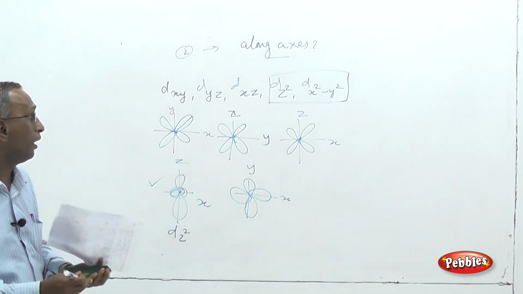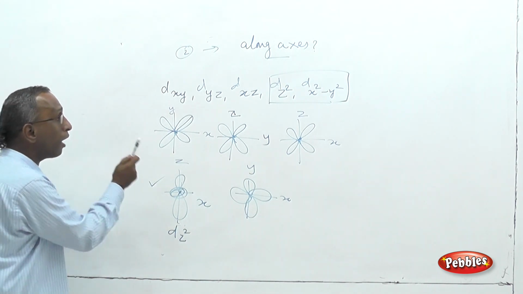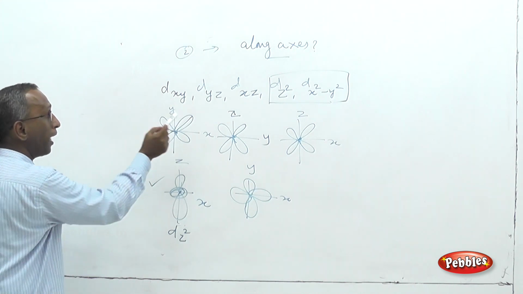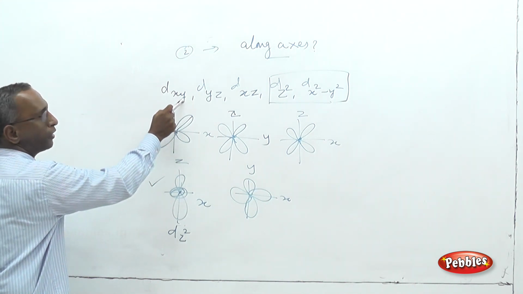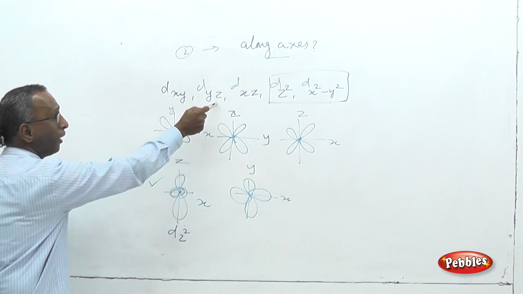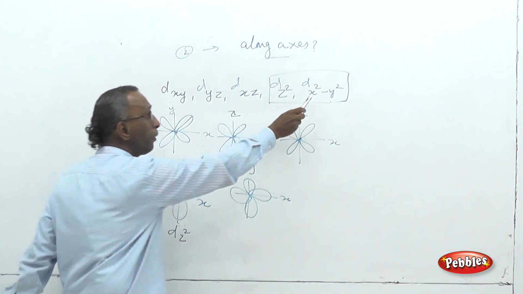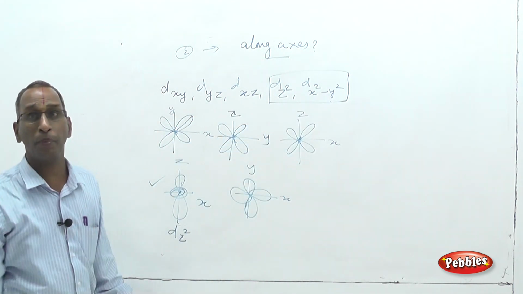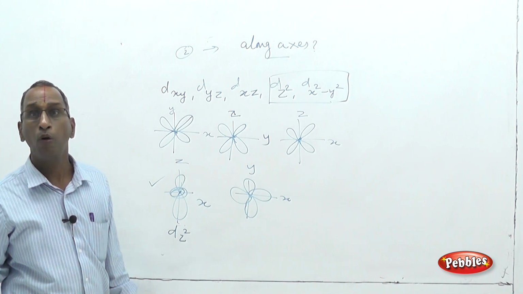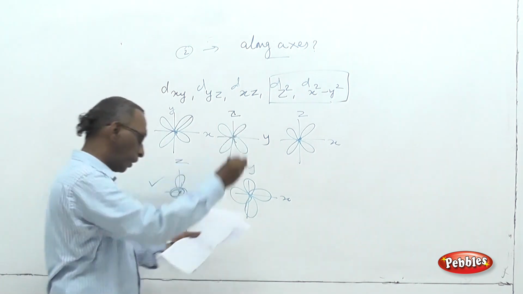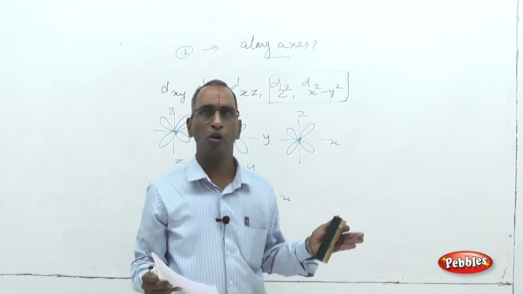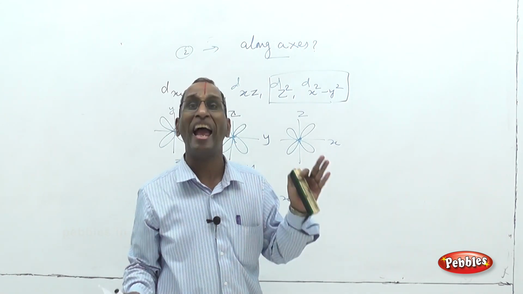All the four lobes will look alike, but how they are distributed matters. If they are diagonally distributed, it is represented as xy, the product of x and y, y and z. If they are distributed along the axis, it should be represented as x squared minus y squared. So these two are the orbitals which are positioned along the axis.